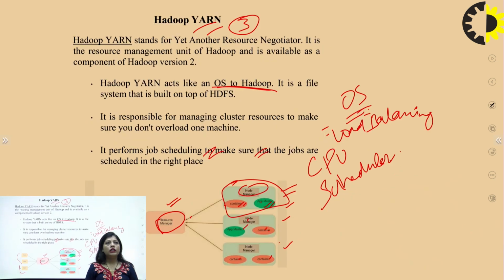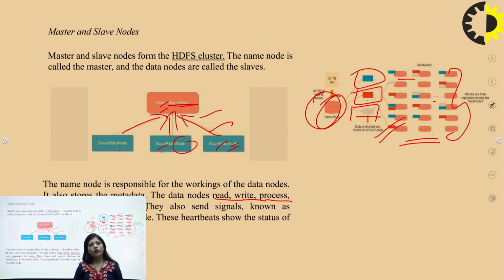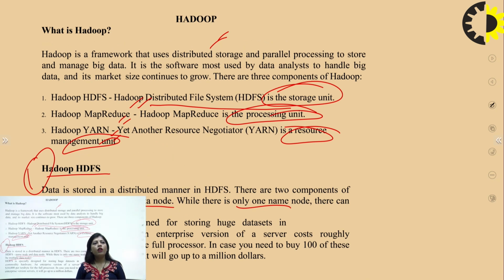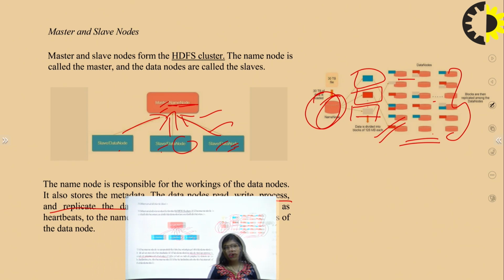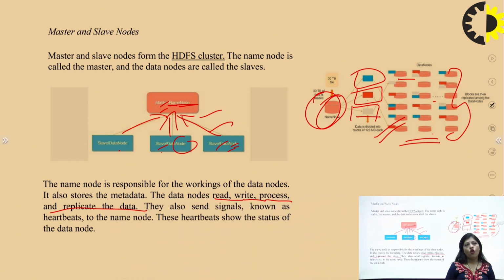So these are the three components of Hadoop. First is HDFS, the Hadoop Distributed File System, in which all the files are stored, and it works as a storage unit. If we take any data from big data, we send the data to HDFS. And HDFS works on the master and slave node concept.